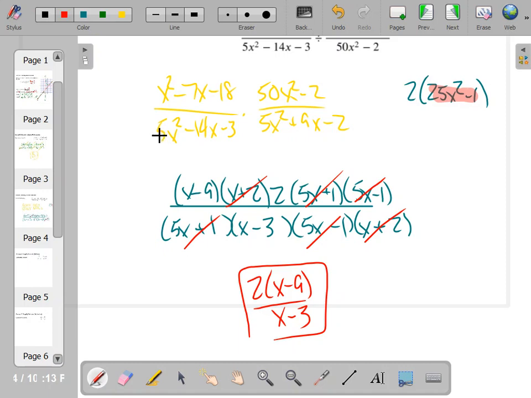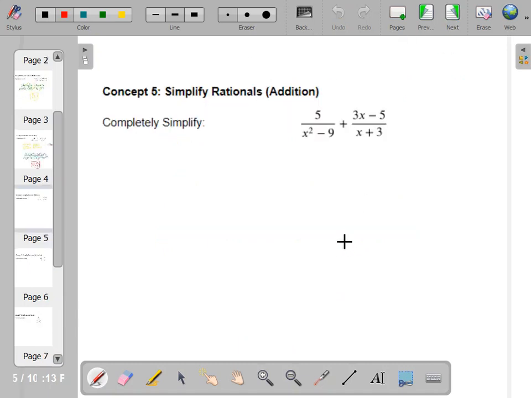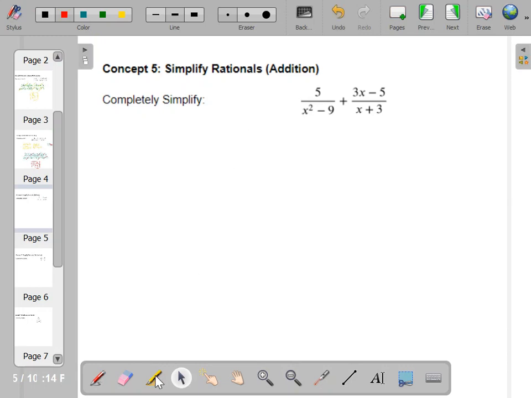So we're moving along. We've done multiplication. We've done division. Next up is addition. Addition's a little fancier. These need to have a common denominator. When you're adding, you need a common denominator.